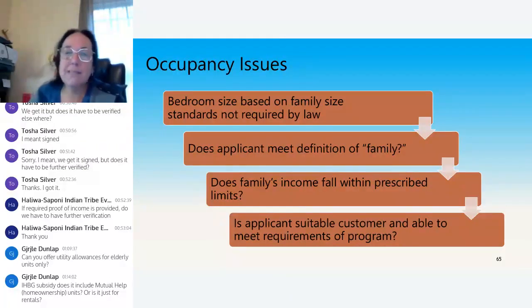So your occupancy and maintenance, the other areas which you're going to have occupancy issues. Bedroom size based on family size standards are not required by law, okay? Does your applicant meet the definition of a family? Does the family's income fall within prescribed limits? Are they a suitable customer and able to meet the requirements of the program? So you can decide whether you're going to run criminal liens or not on them. You run criminal lien on one applicant, you need to be running it on all of your applicants, okay? You can't just pick and choose.